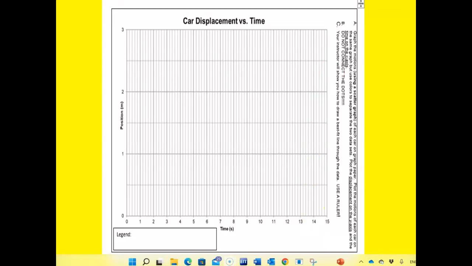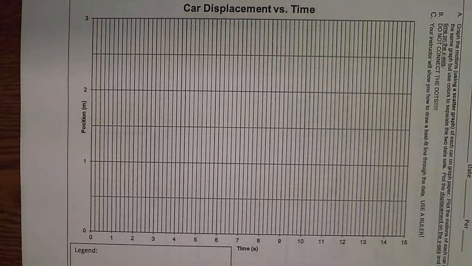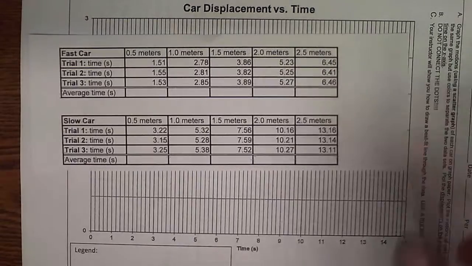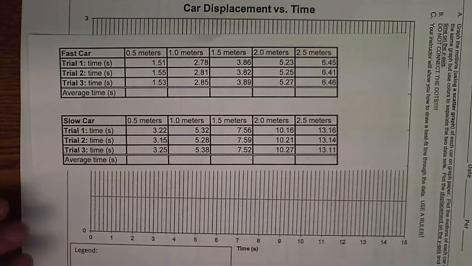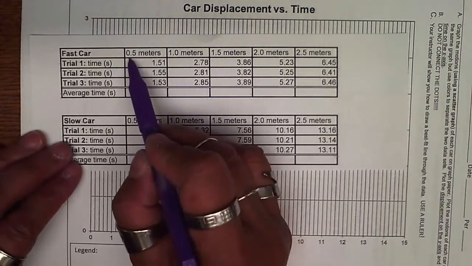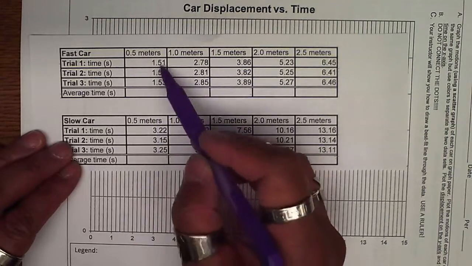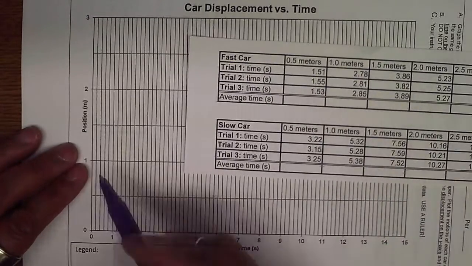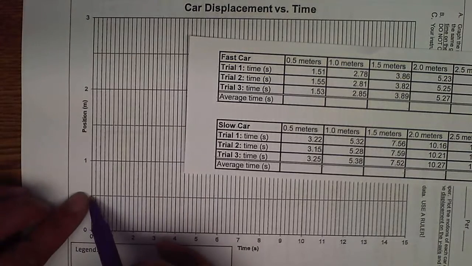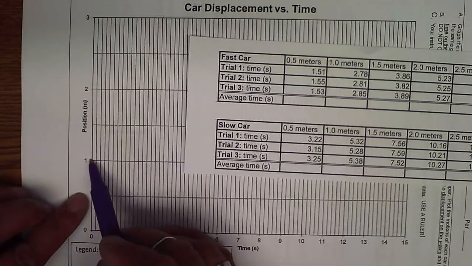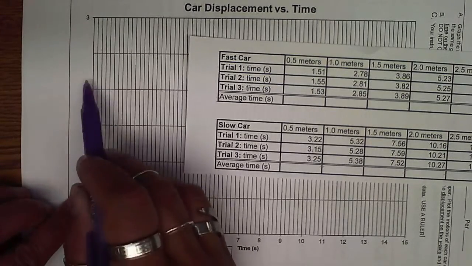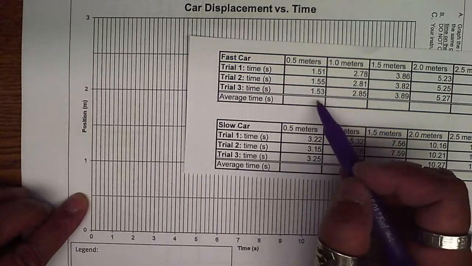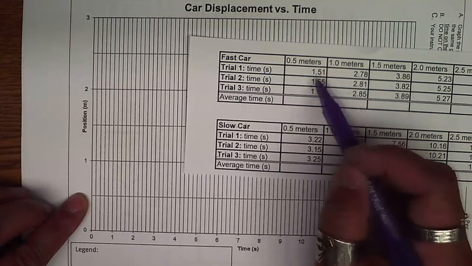All right, now based off of the data that I have, I'm going to show you how you're going to graph. If I'm using this data, I'm going to plot the points of 0.5 meters at these 3 times. So here is my position. At 0.5 is right here. Then you have 1, 1.5, 2, 2.5. So these are the 3 points I'm going to plot.